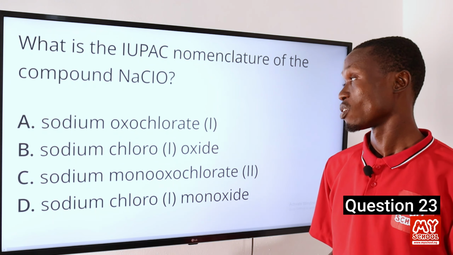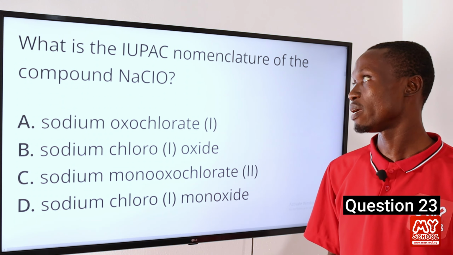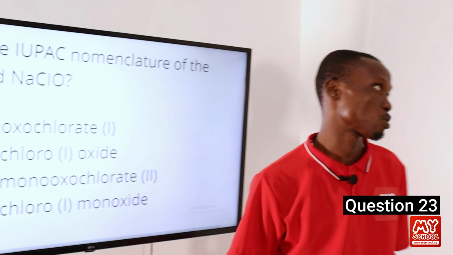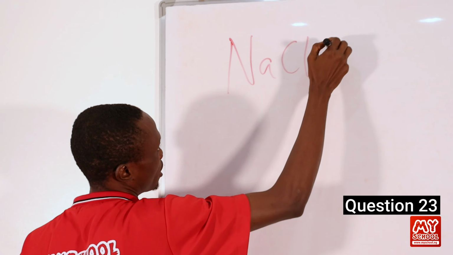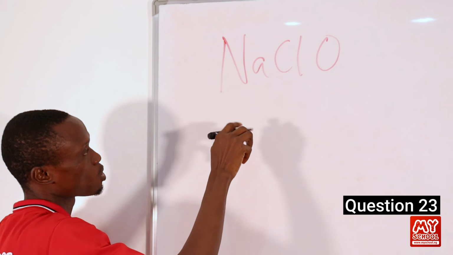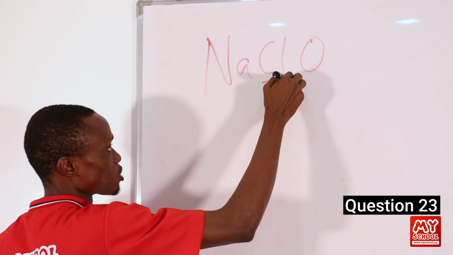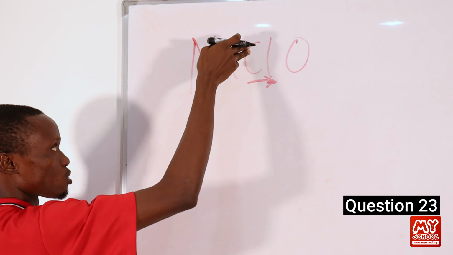Question 23. What is the IUPAC nomenclature of the compound NaClO? Let's move over to the board, let me show you how to do that. So this is the compound that is given to us that we should name. Here our attention should first of all be on the oxidation state of chlorine, which is the middle element in this compound. We must know the oxidation state.